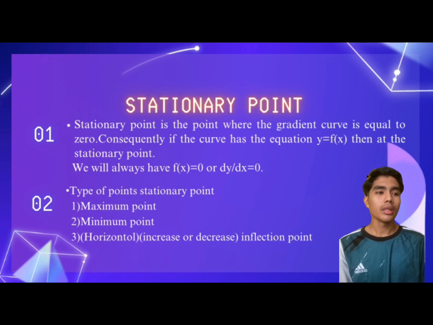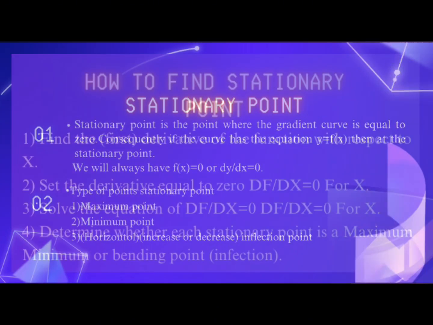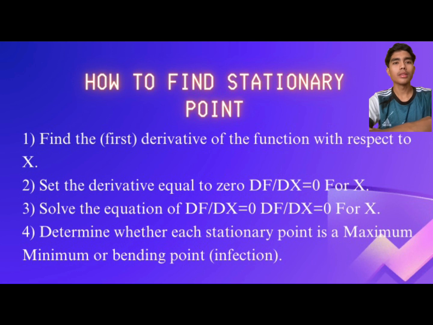Next, there are types of stationary point. First, maximum point. Second, minimum point. Third, horizontal increase or decrease inflection. Now I will explain how to find stationary point.